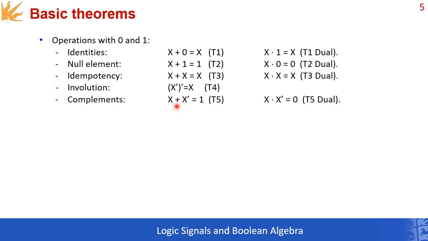And here we got the complements. If you do a logical OR between a variable and its complement, the result will always be 1. One of them must be 1. This is why. Now, its dual makes the result equal to 0, because at least one of them is going to be not true.